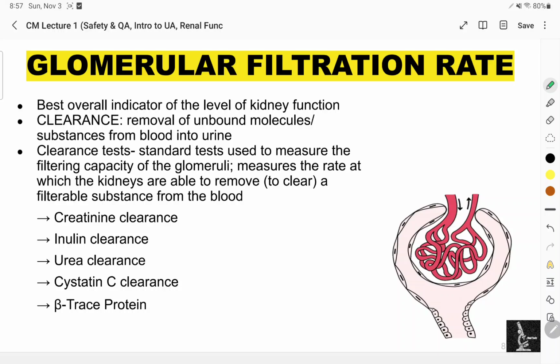Okay. And also, at present, your creatinine, beta-2 microglobulin, beta trace protein, cystatin C, and possibly your radioisotopes.